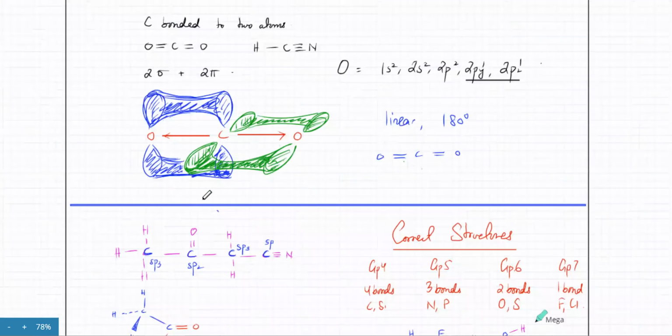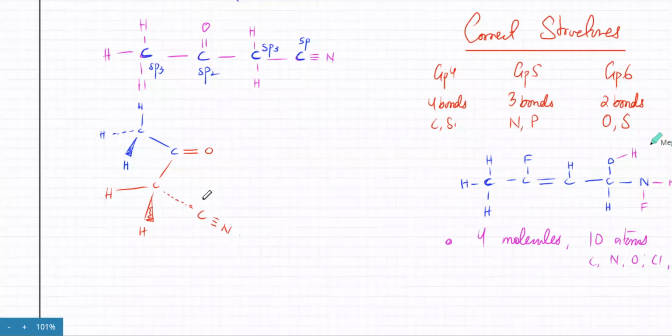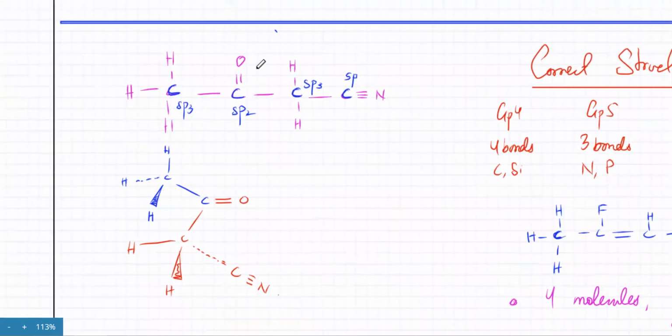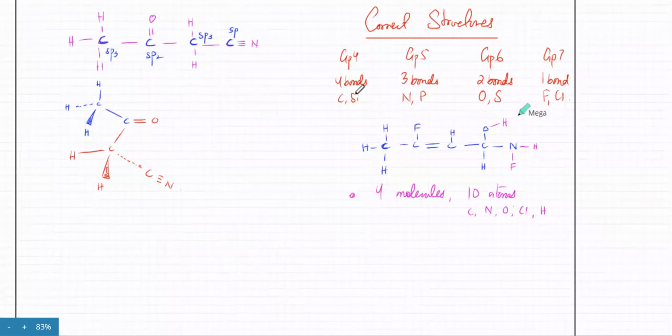So this is sp hybridization. You should be able to figure out which one is sp3, which one is sp, which one is sp2. You see carbon with three atoms, that's sp2. You see carbon with four atoms, that's sp3. You see carbon with just two atoms, that's sp. Okay.